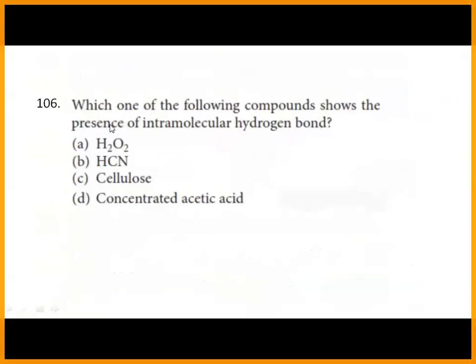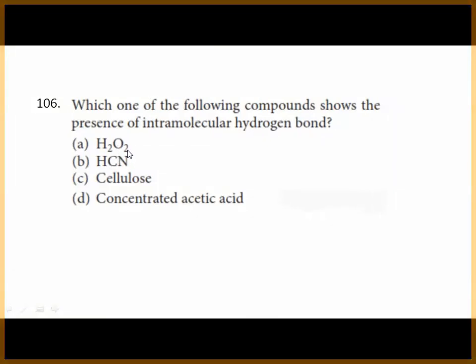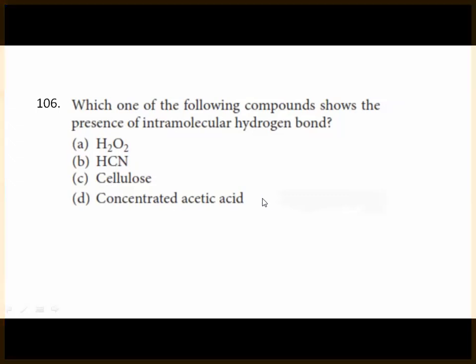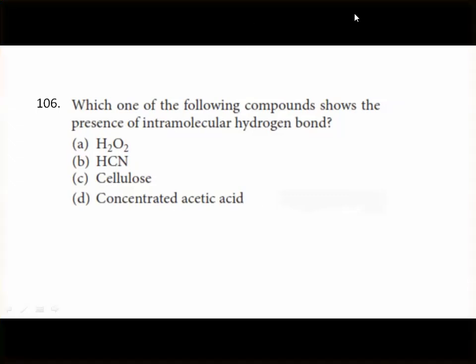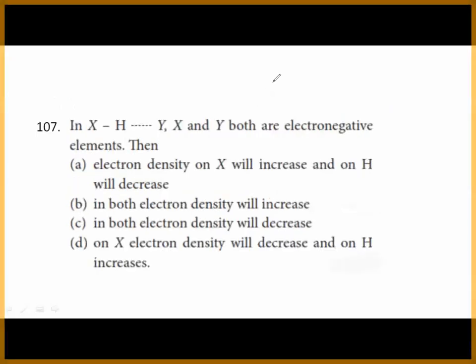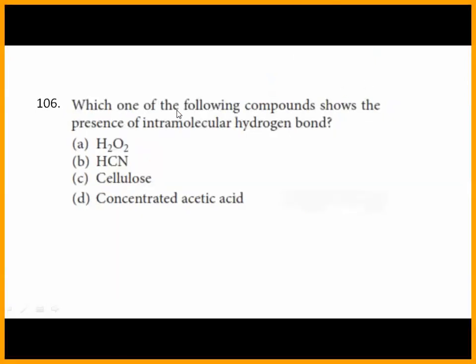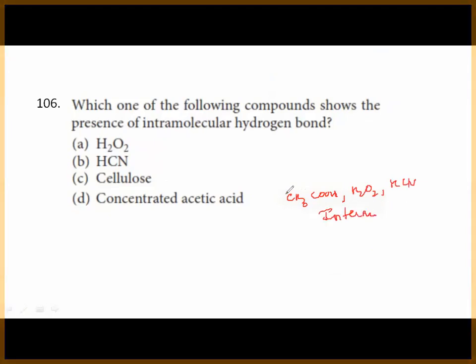Which of the following compounds shows the presence of intramolecular hydrogen bonding? Intramolecular means within the molecule. H2O2, HCN, and concentrated acetic acid. The acetic acid formula is CH3COOH. So CH3COOH, H2O2 and HCN all of them will form intermolecular hydrogen bonding. Intermolecular means between two molecules.